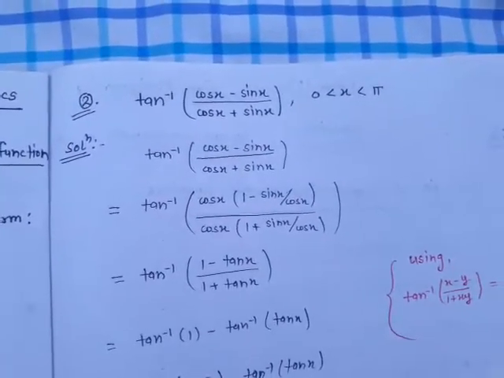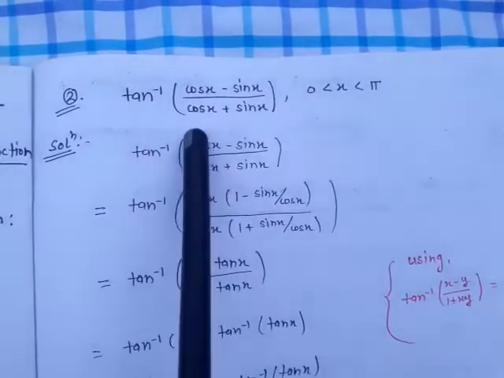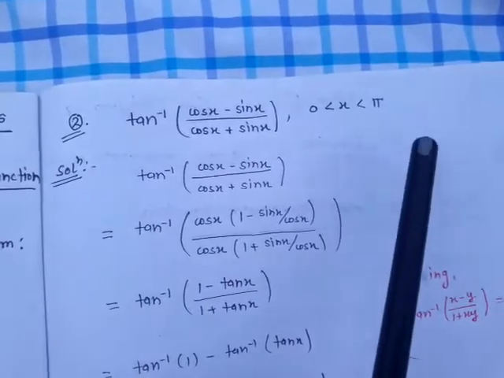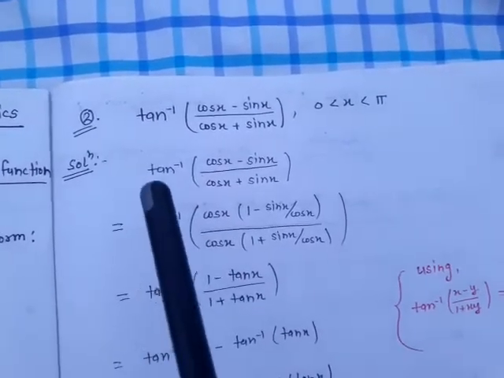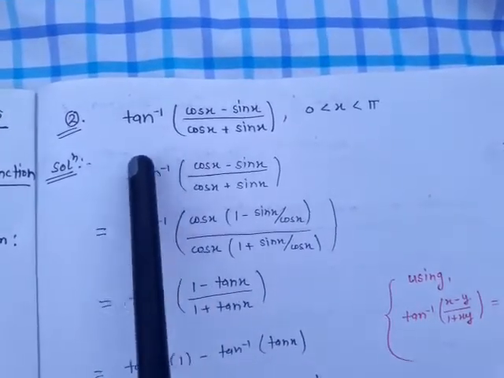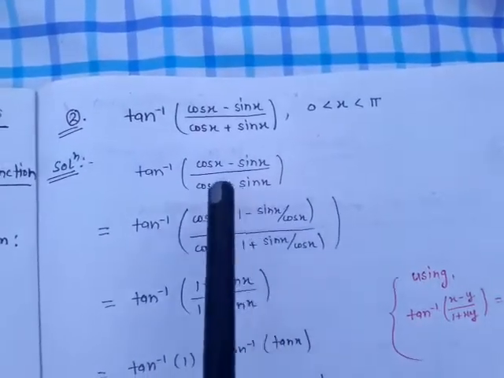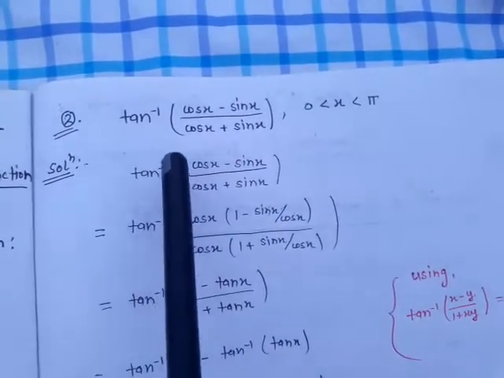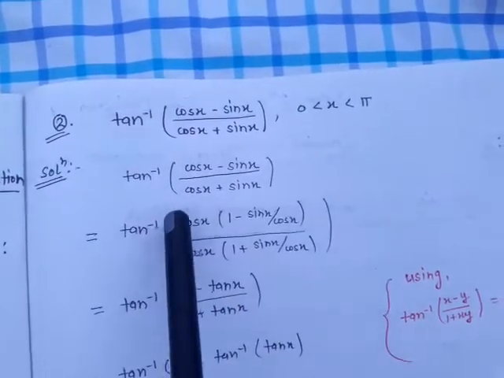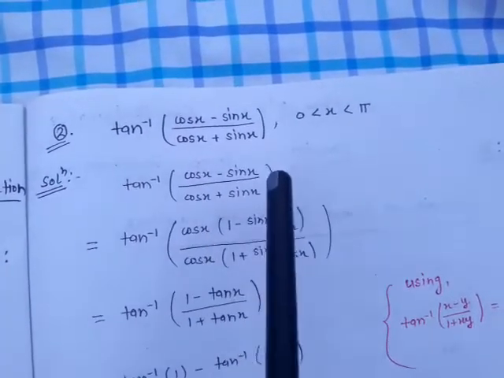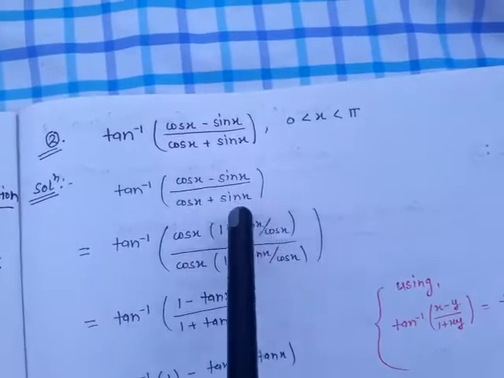Tan inverse of cos x minus sin x upon cos x plus sin x, where 0 is less than x less than pi. Now this question is given. We convert it into the simplest, that is shortest, form. For this we apply tan inverse of cos x minus sin x upon cos x plus sin x. Now we take cos x common from both the numerator and the denominator.